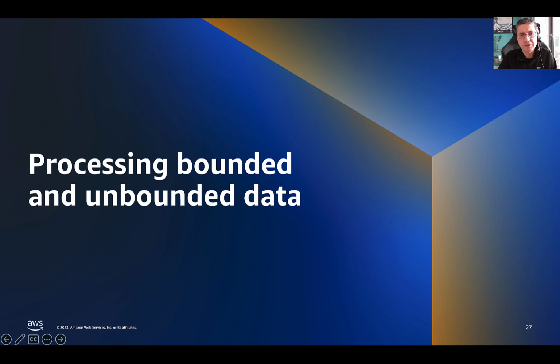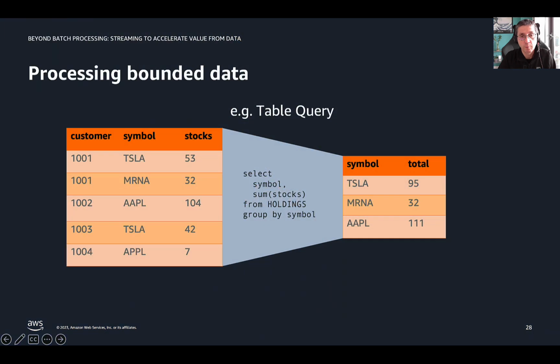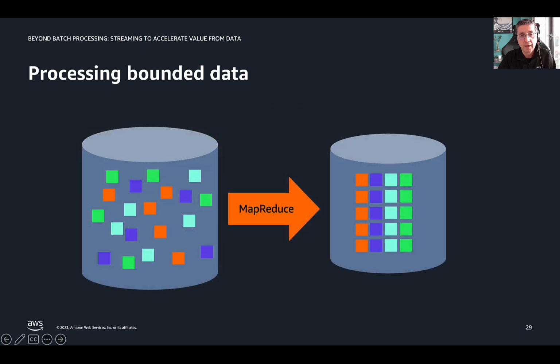Let's see in more details the difference between processing bounded and unbounded datasets. With a table, a bounded dataset, we can process the entire dataset at once. A SQL query, for example, goes through the entire input set and produces a single dataset. This is also true for bigger data, let's say.